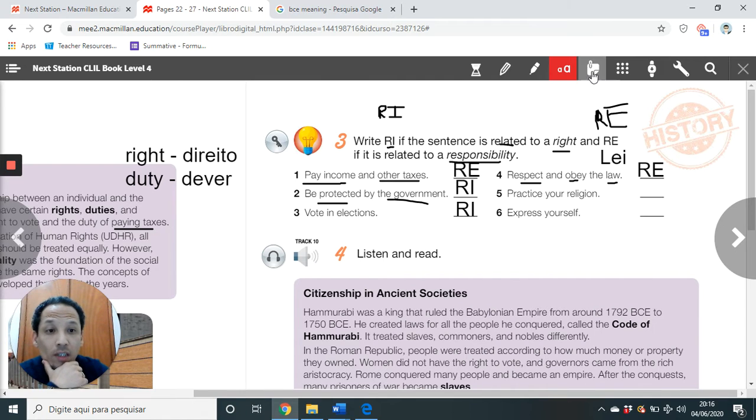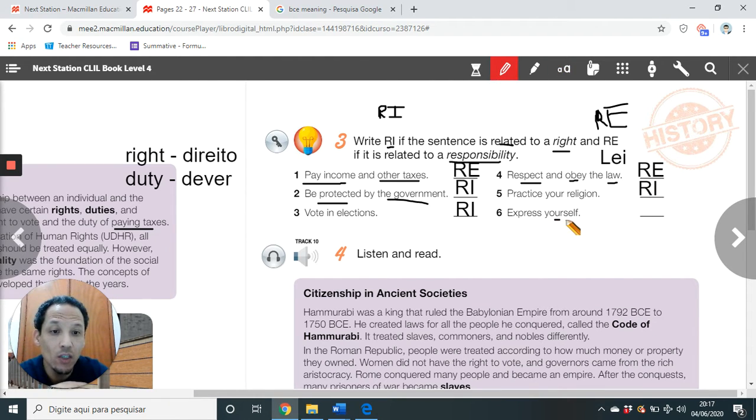Practice your religion. Practice your religion. Praticar a sua religião. If you have one, né? Se você tiver uma, you have the right to practice or you have the responsibility. You have the right. Você tem o direito a praticar ou não praticar your religion. It's up to you, not to me. Okay, it's up to you, all right? É você que decide praticar ou não. Então, é um direito seu. It's your right to practice religion, okay?